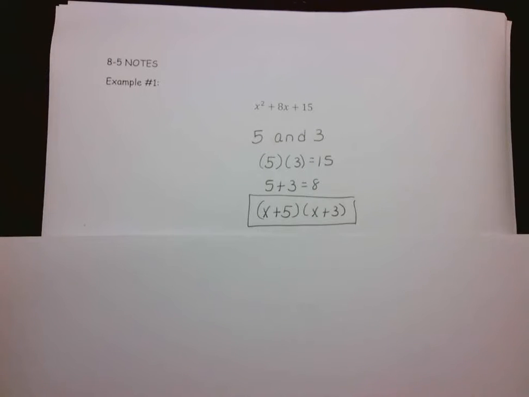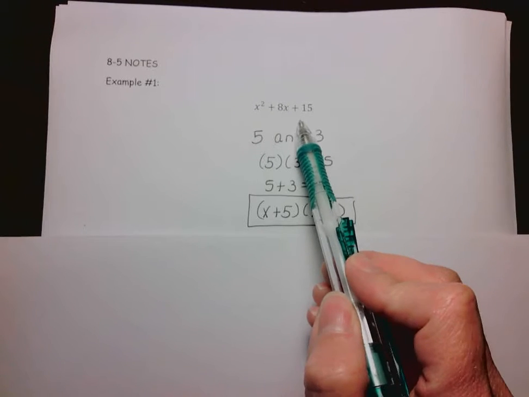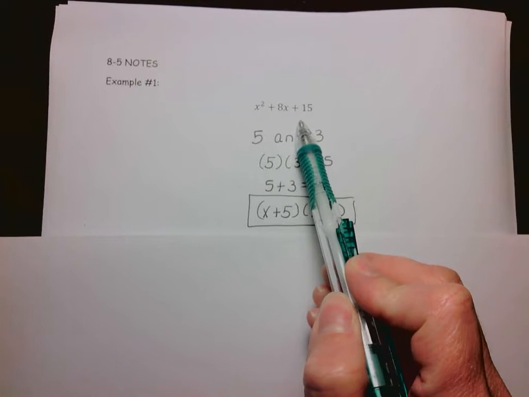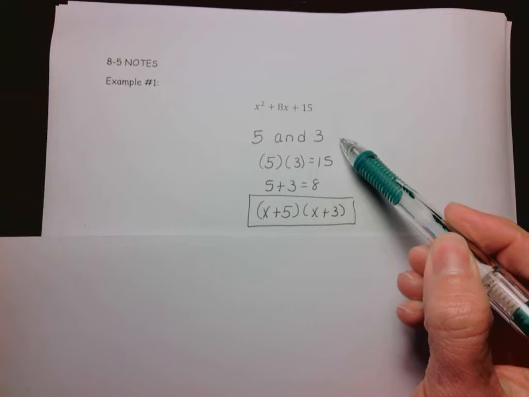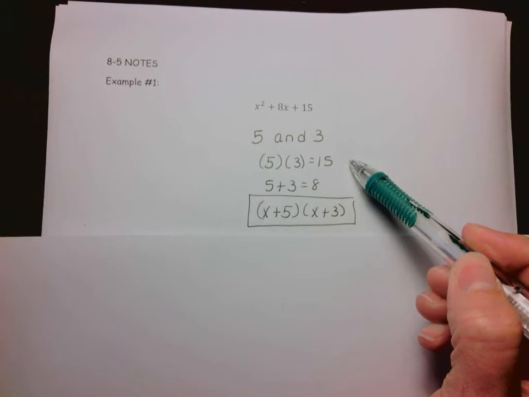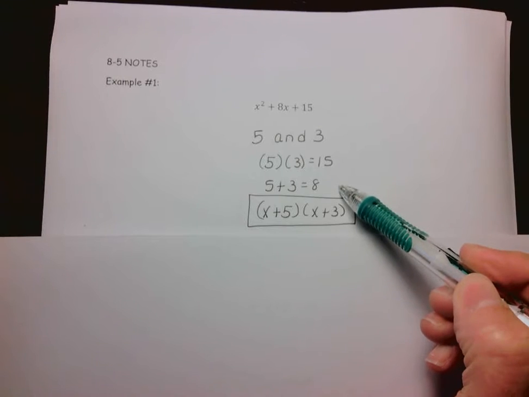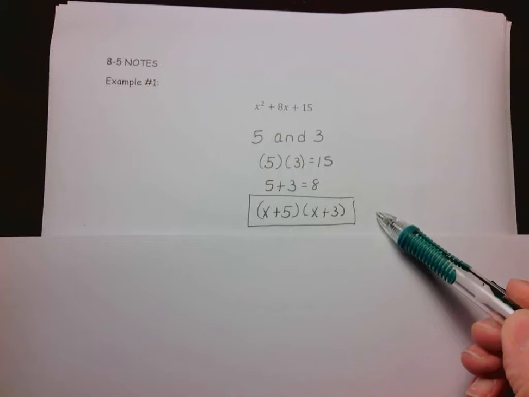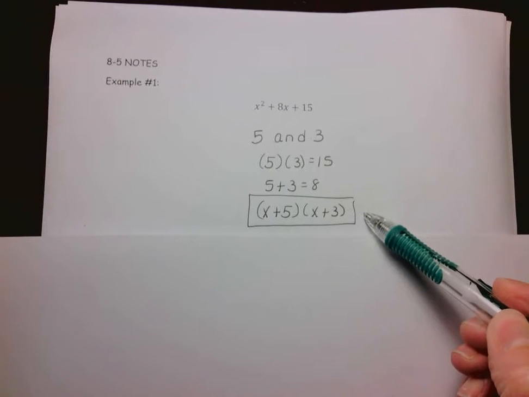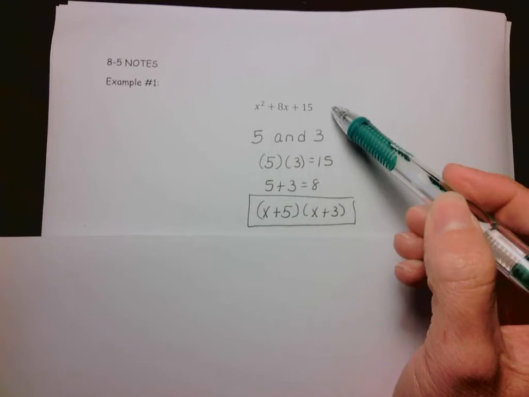So the question you have to ask yourself is, what are the factors of positive 15 that add up to positive 8? And the answer is 5 and 3, because 5 times 3 is 15 and 5 plus 3 is 8. So the final answer is x plus 5 times x plus 3. When I multiply these two binomials together, this will be my answer.